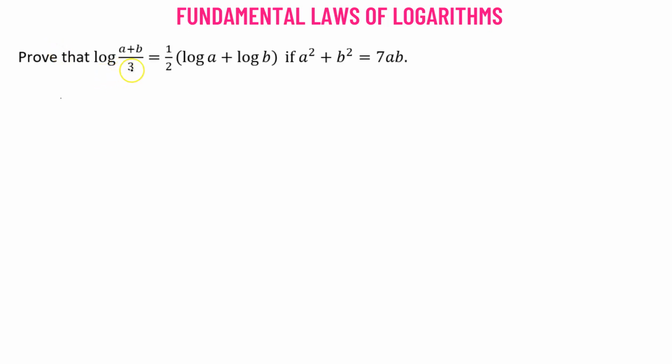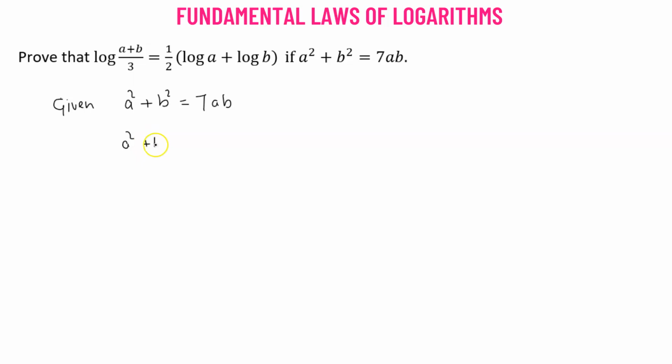We need to prove that log of (a plus b) over 3 equals half times (log of a plus log of b), given that a squared plus b squared equals 7ab. Now we'll start with what's given to us. We have a squared plus b squared equals 7 times ab.